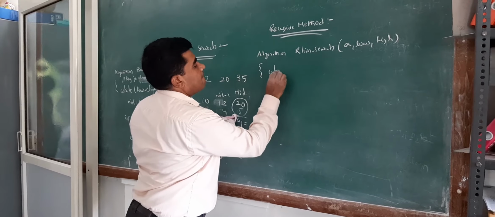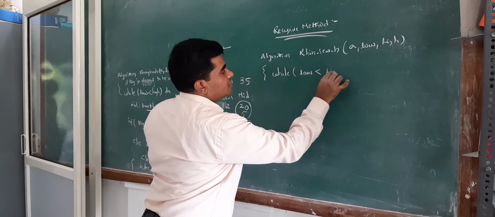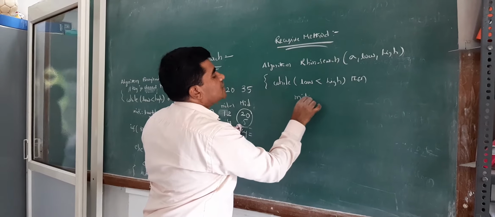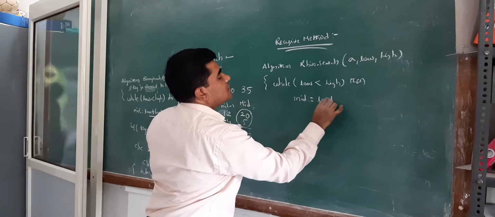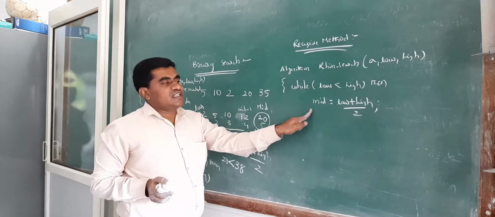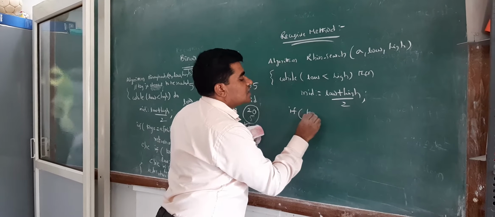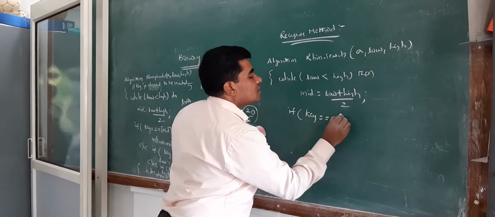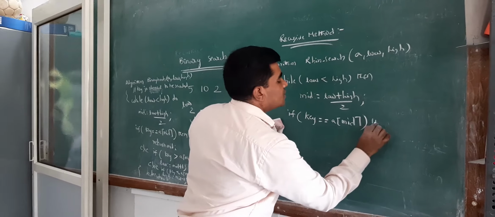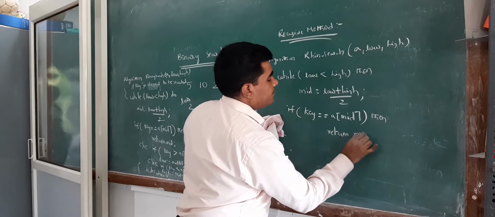So same thing, while low less than high, means if we have more than one element, then we split the elements at low plus high by 2. So at the midpoint we are splitting the elements into two sublists. If key, the searching element, is compared with the mid value and it is matching with the mid value, then return mid.